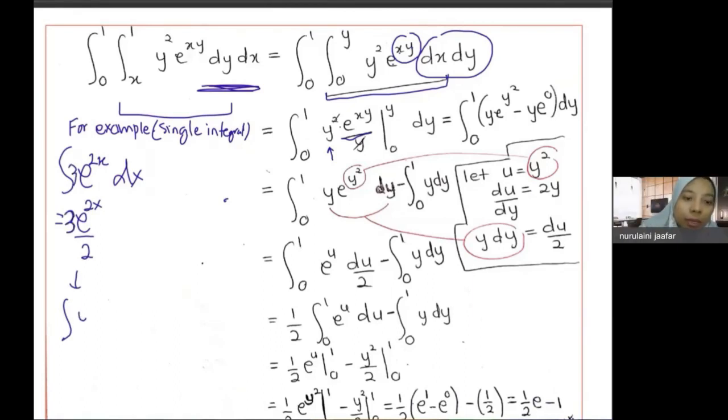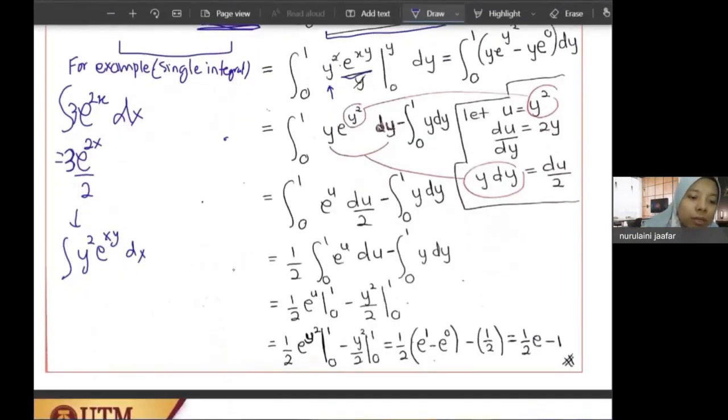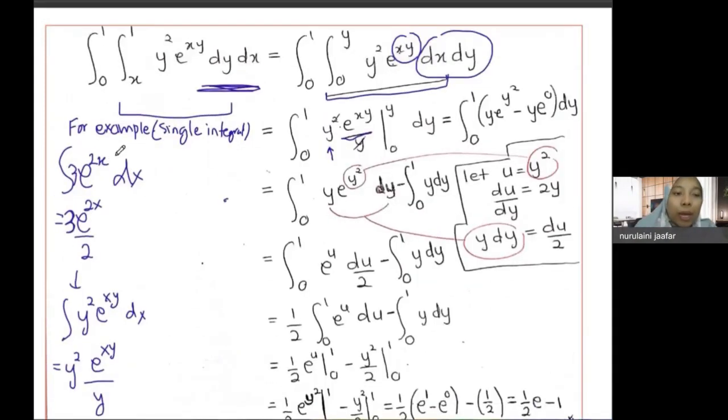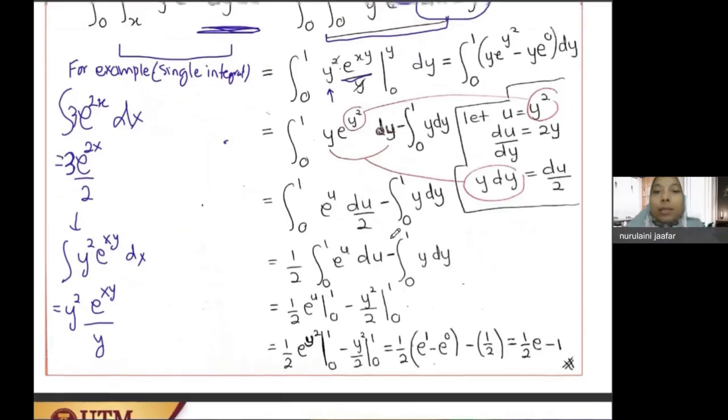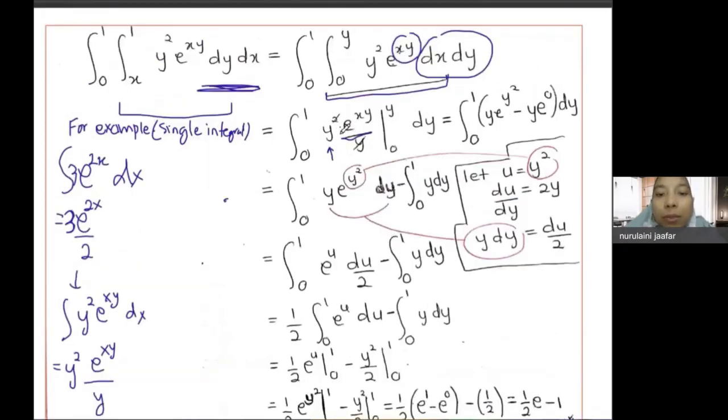If we want to integrate y squared e^(xy) dx, it's actually the same thing. What you should do is take y squared and e^(xy), and differentiate with respect to x, we get y here. So you can compare how to integrate a single integral and a double integral. Okay, so you will get y squared e^(xy) divided by y, from 0 to y.